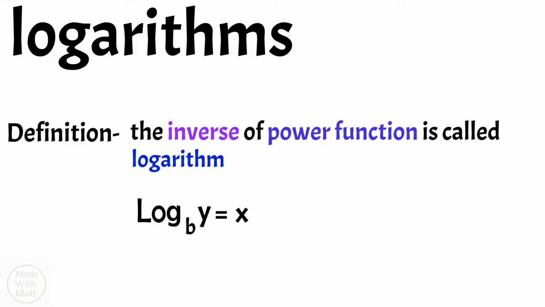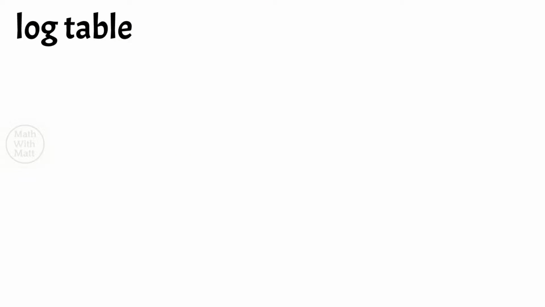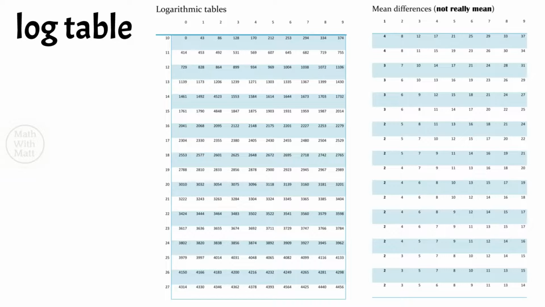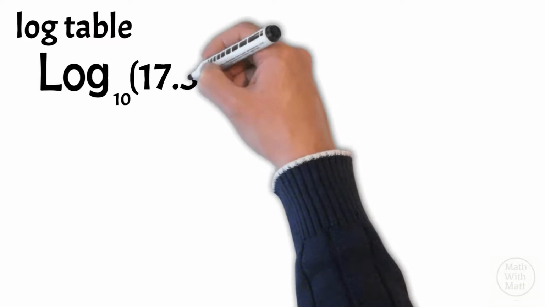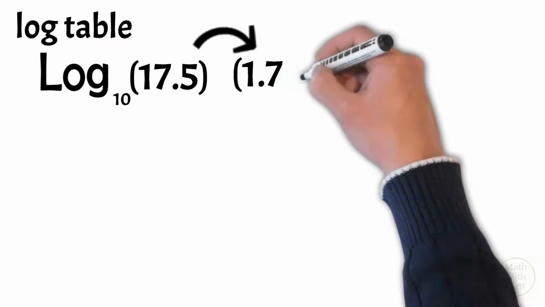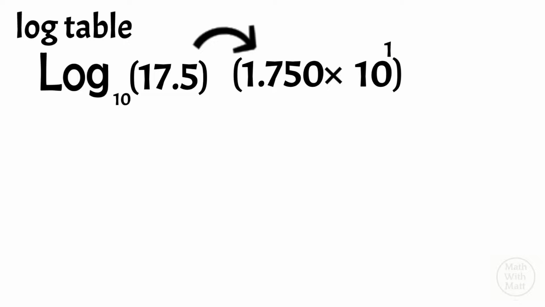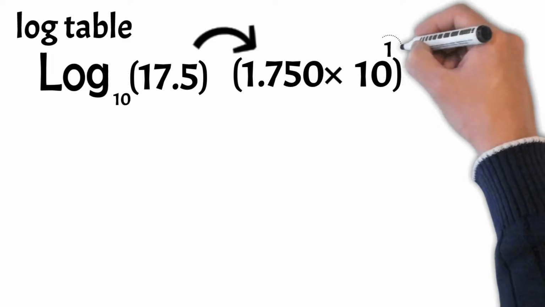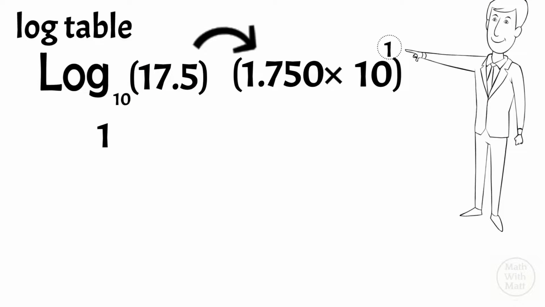Now to find the log of 17.5. We need to learn how to read the log table, which looks somewhat like this. First, we will take the fraction number and rewrite it as a multiple of 10. Rewrite in such a way that we always get decimal after the first digit. And multiple of a power of 10. And the power of 10, which is 1 in this case, is called the characteristic.